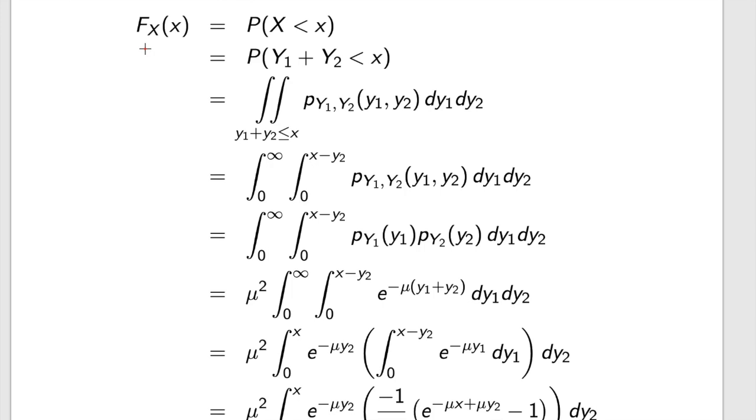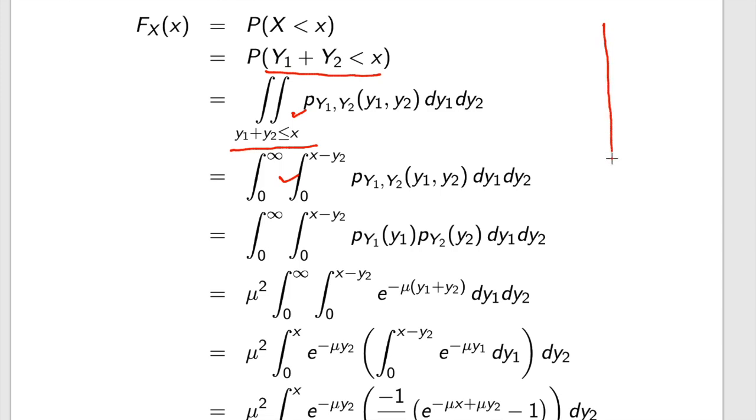So the cumulative distribution function is given by the probability of this capital X being less than some small x. So then what is X? X is Y1 plus Y2. This is less than x. So then we have an integration of the joint probability density function of Y1 and Y2. Then this is a double integration, and then we have this condition based on this. Okay, and then how do we come from here to here? So let's go through that.